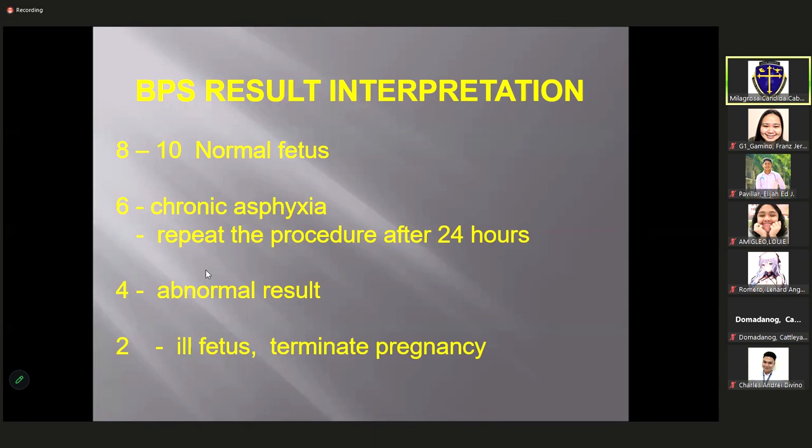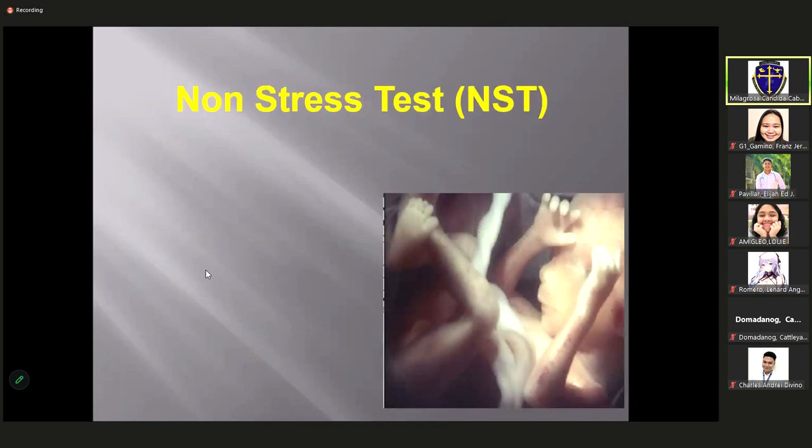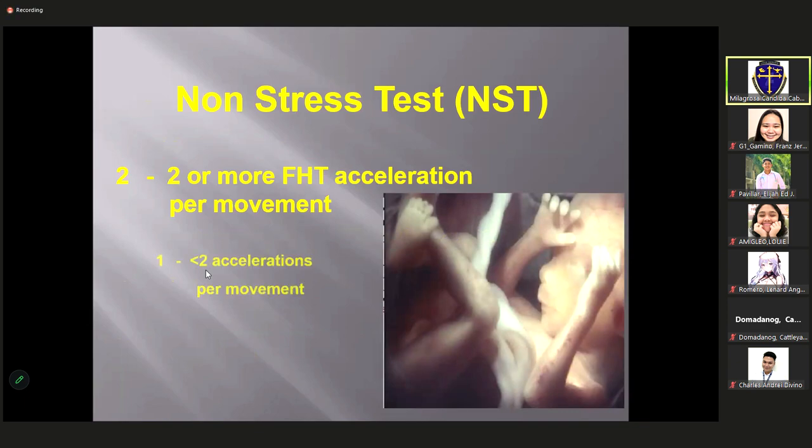Understood? All right. So, let's now proceed to the non-stress test. So, a score of 2 would be given if there are 2 or more FHT accelerations per movement.